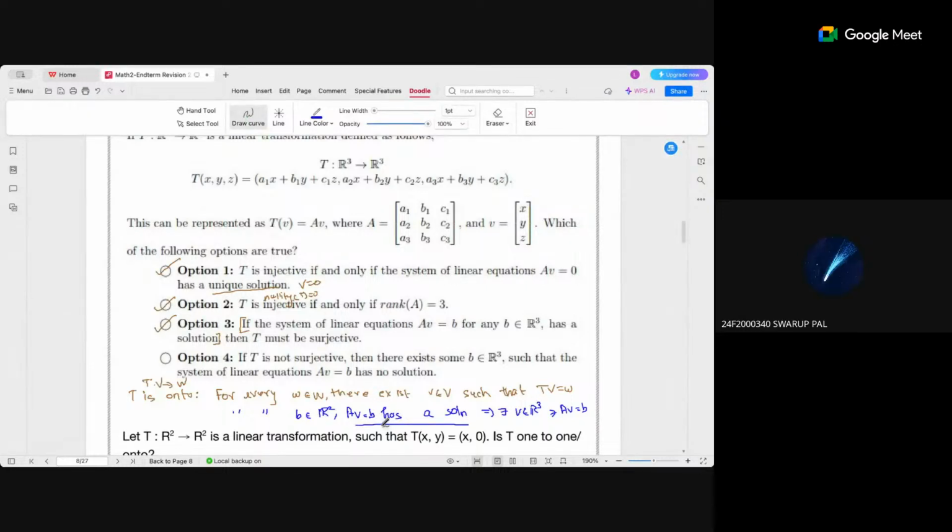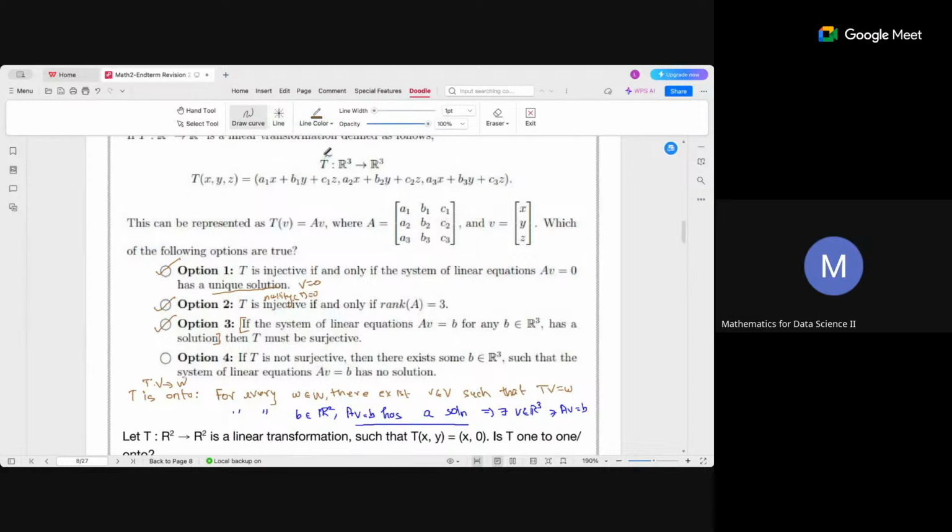Yes, the same statement they are giving in terms of A instead of T. That's all. So instead of V, it is R3 here. Clear? So what is statement 4?